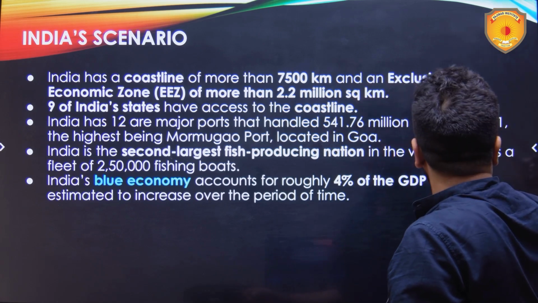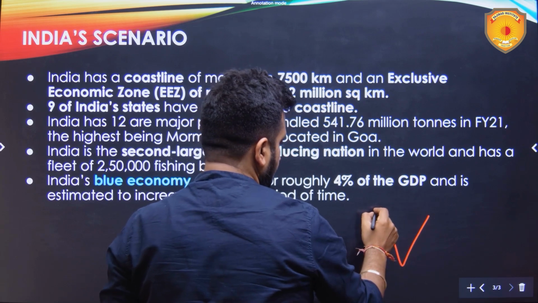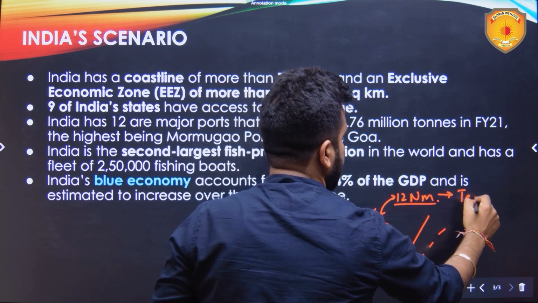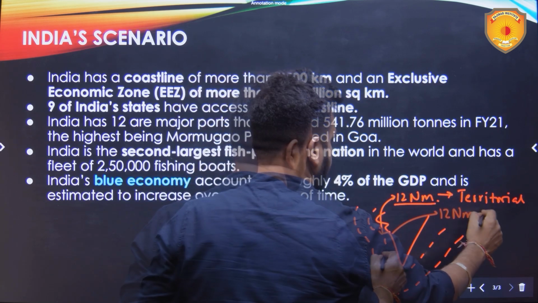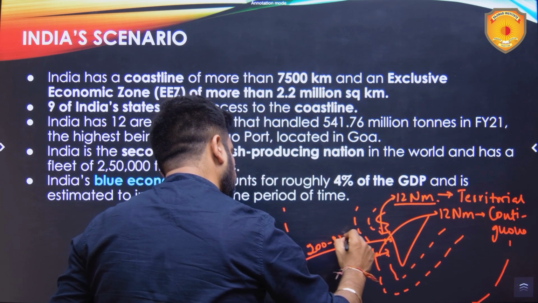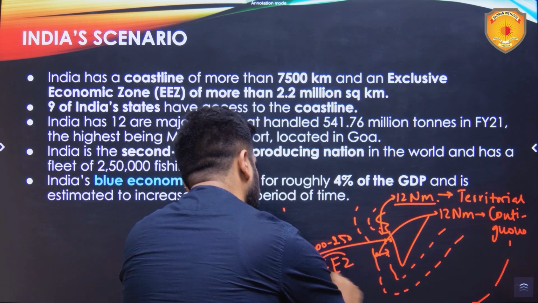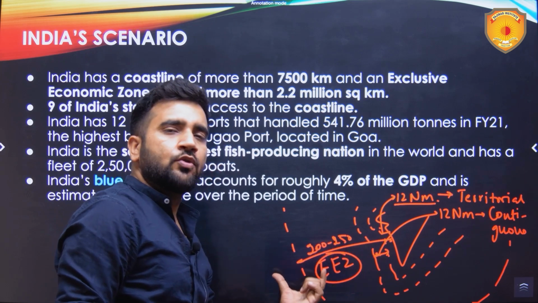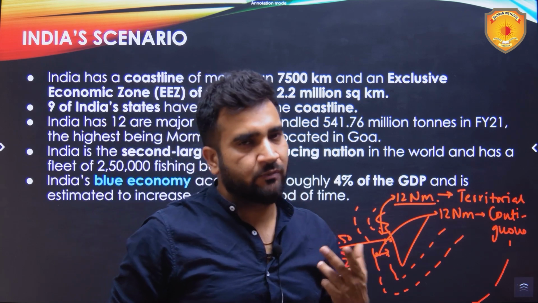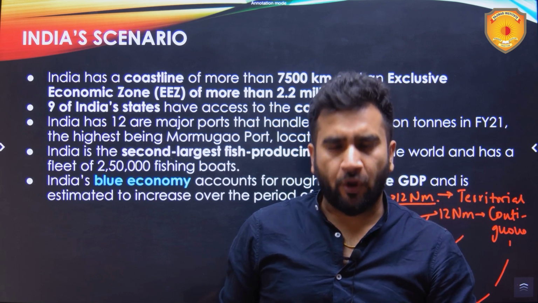Now, the concept of exclusive economic zone: the coastline, I will draw over here. This is the coastline of India. From the coastline, the first 12 nautical miles is called territorial waters. The next 12 nautical miles are called the contiguous zone. And up to 200 to 250 nautical miles from the coastline is called the exclusive economic zone. Means in this zone, we can do whatever economic activity we want. That can be extraction of minerals like polymetallic nodules or oils like petroleum, fisheries, any economic activity we can do.